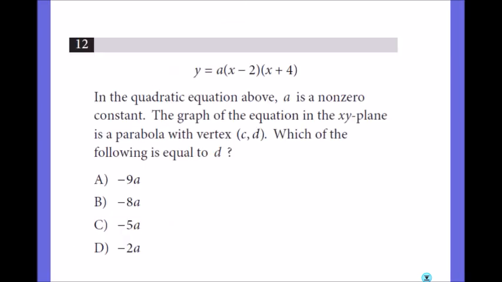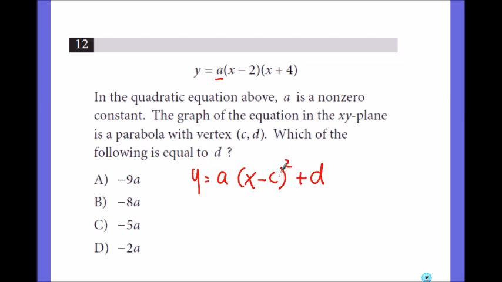12. y equals a times (x minus 2) times (x plus 4). In the quadratic equation above, a is a nonzero constant. It has to be nonzero because if a is 0, everything becomes 0. The graph of the equation in the xy plane is a parabola with vertex (c, d). Which of the following is equal to d? All right, so let's go ahead and change this into vertex form. It must be a times (x minus c) squared plus d, right?